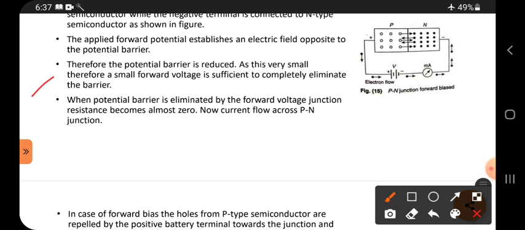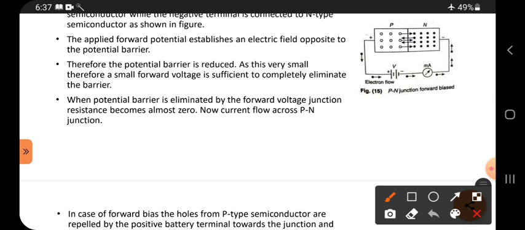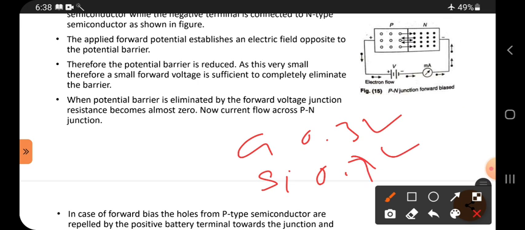Therefore the potential barrier is reduced. Reduced means minimized, so no potential will be present. As this is very small, a small forward voltage is sufficient to completely eliminate the barrier. Just now I said the potential barrier is 0.1 to 0.3 volts almost. But if you observe for germanium and silicon, for germanium it is 0.3 volts, and for silicon it is 0.7 volts.